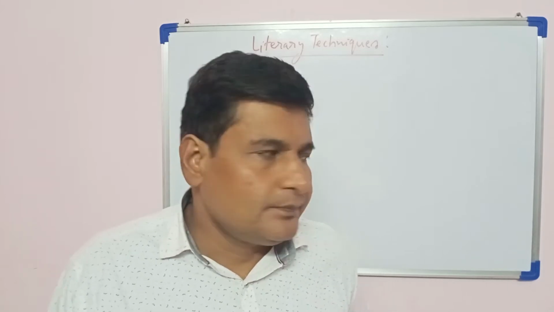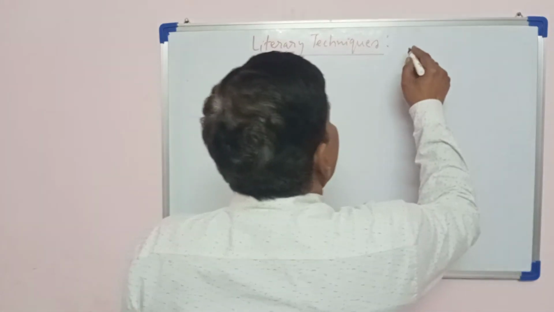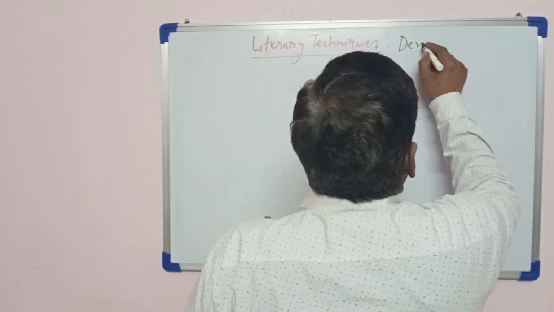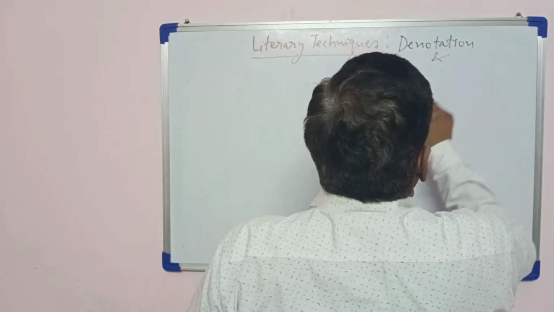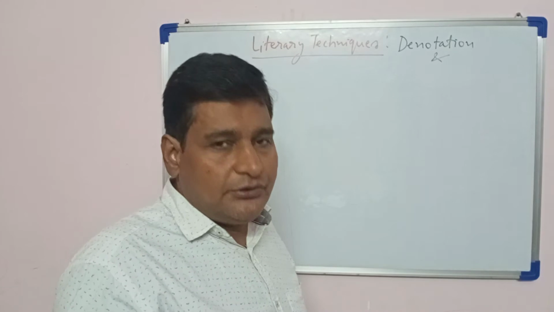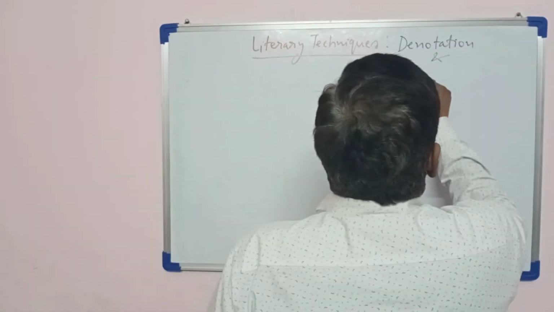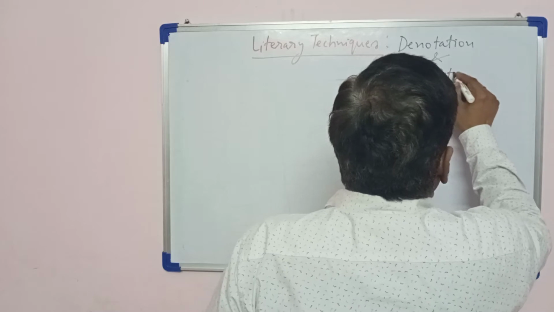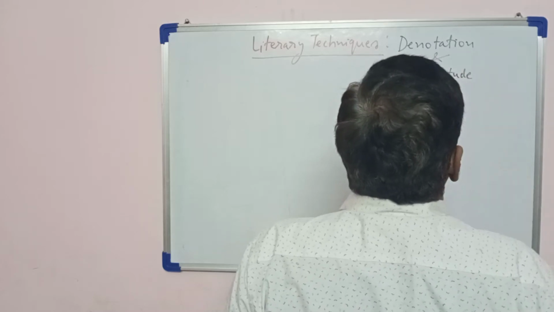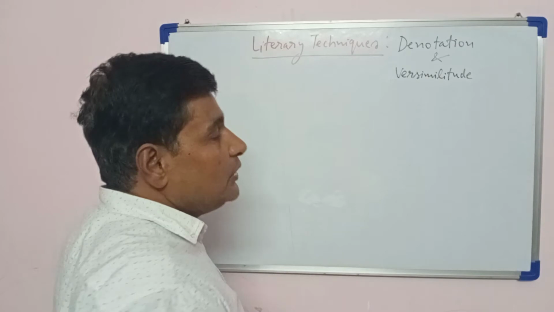And which are these? These are denotation and verisimilitude. So let's understand.